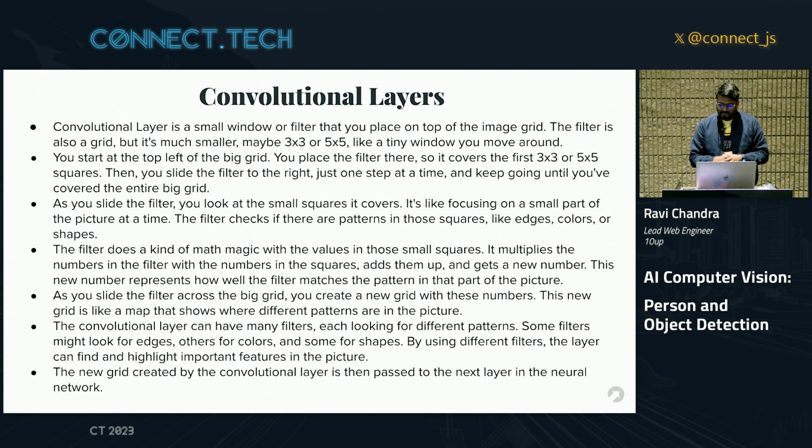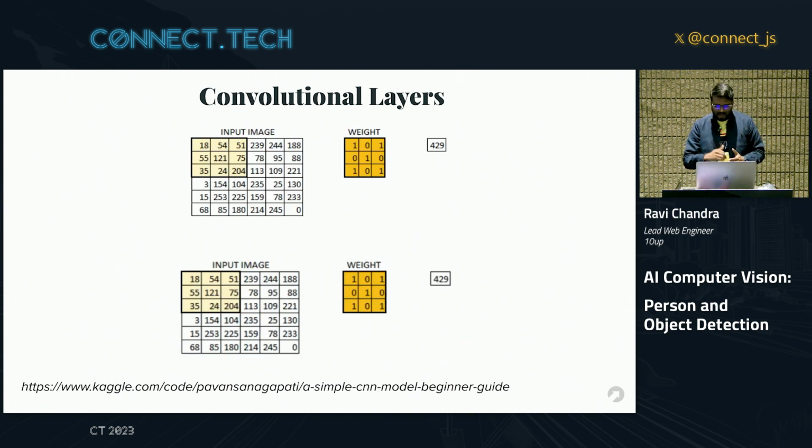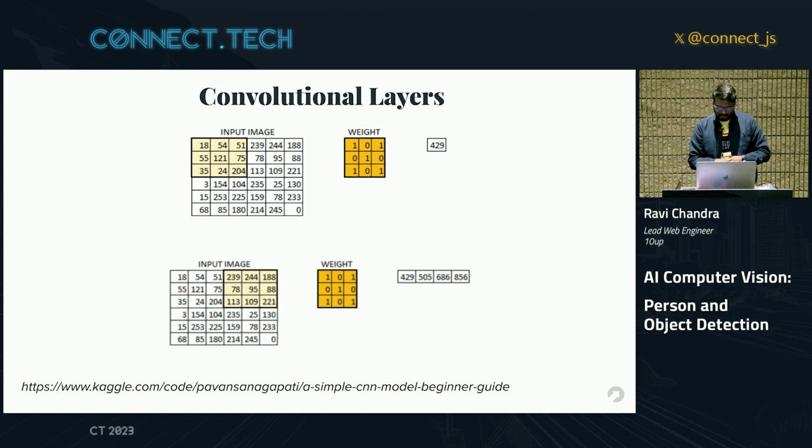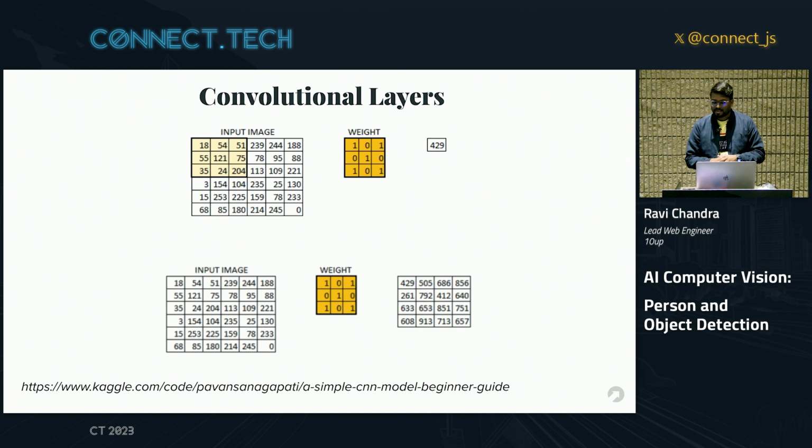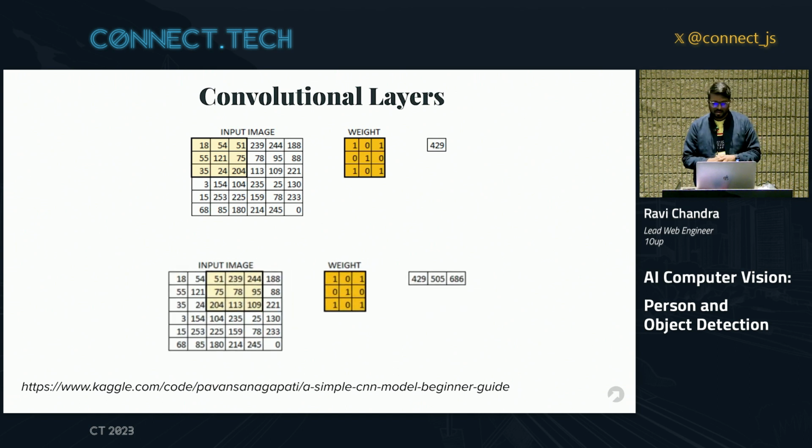And again, there are different types of convolution layers we can build. Some look for different patterns, some might look for edges, some might look for others, and so on. And once we have the convolutional grid created, it passes that new grid onto the next layer of the neural network. And we have a great example here. We have the source there, which talks about convolutional layers in depth. It's a pretty good read.